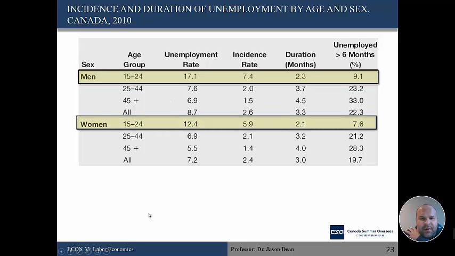Okay, now if we look at women, we get a broadly similar feeling. Their unemployment rate here is a little bit lower than males. Their incidence rate is a little lower, and their duration is a little bit lower. And also, they're a little less likely to be unemployed greater than 6 months. But in comparison to the other age groups, the overall pattern is similar.